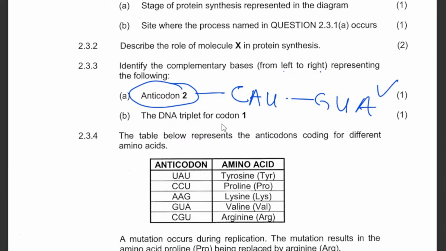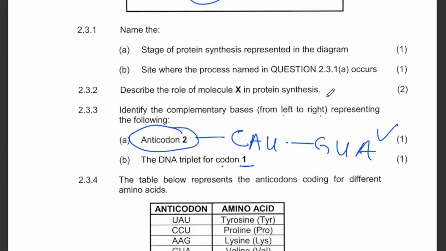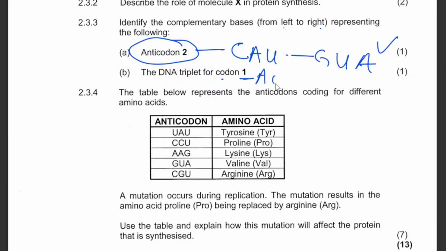They're saying on DNA, codon 1. So I go to codon 1, if I pick this one, it's AUA. So I need to convert it into DNA. A goes with T. Remember, this is DNA, and then U goes with A, and A goes with T.